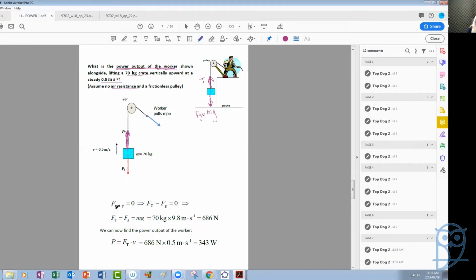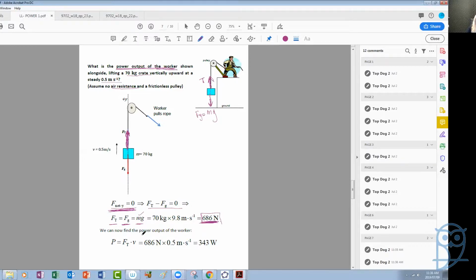On the y-axis, the net force acting on the crate is 0. I just do it analytically, which means the tension force minus the force of gravity is 0, so the force of tension is equal to the force of gravity, which is mg, and we can find its value because we are given the mass of the crate, 70 kilograms. We know the g. This tension force is 686 newtons. This is the magnitude of this force, which is numerically the same as the force that this worker exerts by pulling the rope.